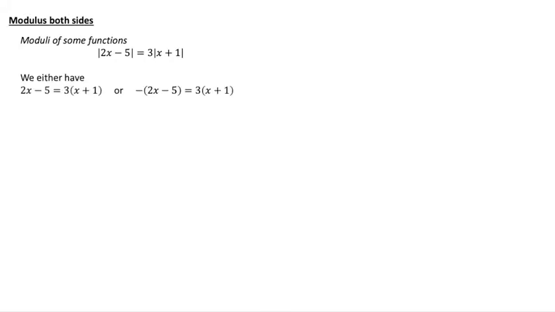That means the 2x minus 5 could be positive or negative, and the x plus 1 could be positive or negative. You might think there are 4 different cases, but actually there are only 2, because if 2x minus 5 is equal to positive 3 times x plus 1, that's the same as the negative 2x minus 5 being equal to the negative 3 times x plus 1. Similarly, with the other possibility, the negative 2x minus 5 equals the positive 3 times x plus 1, that's the same as the positive 2x minus 5 being equal to the negative 3 times x plus 1.